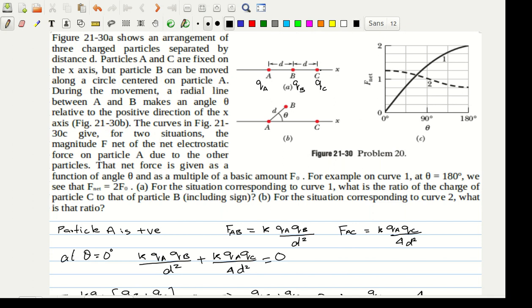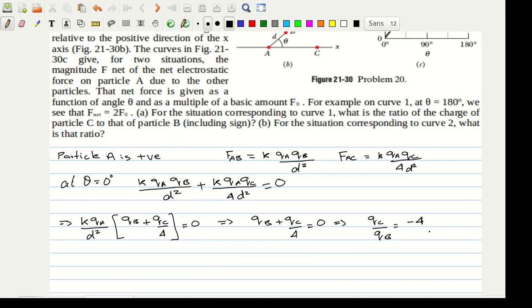So the force of particle C on particle A would be lesser in magnitude, and so if at theta equal to 0 degrees it has to balance out the force of particle B, it should be larger than B, and that is why we get qc is to qb as minus 4. Now let us look at what happens in the curve of situation number 2.